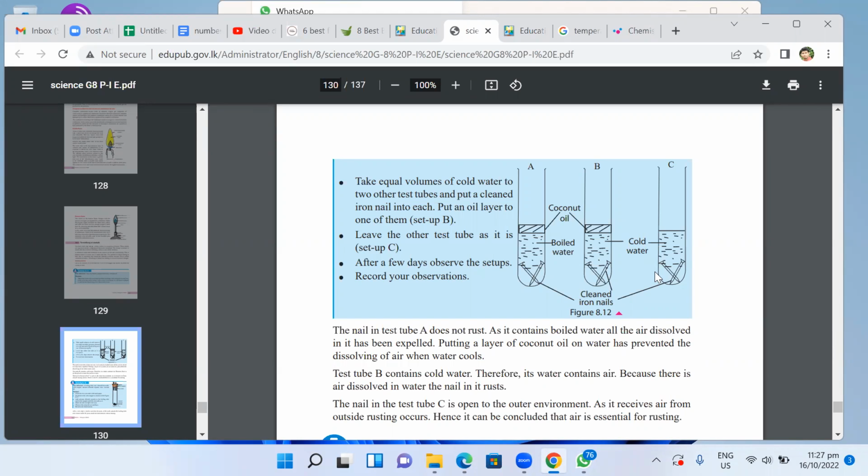What will happen when you boil water? There are gases dissolved in the water. When you boil that, these gases will move out. That is the idea, right?